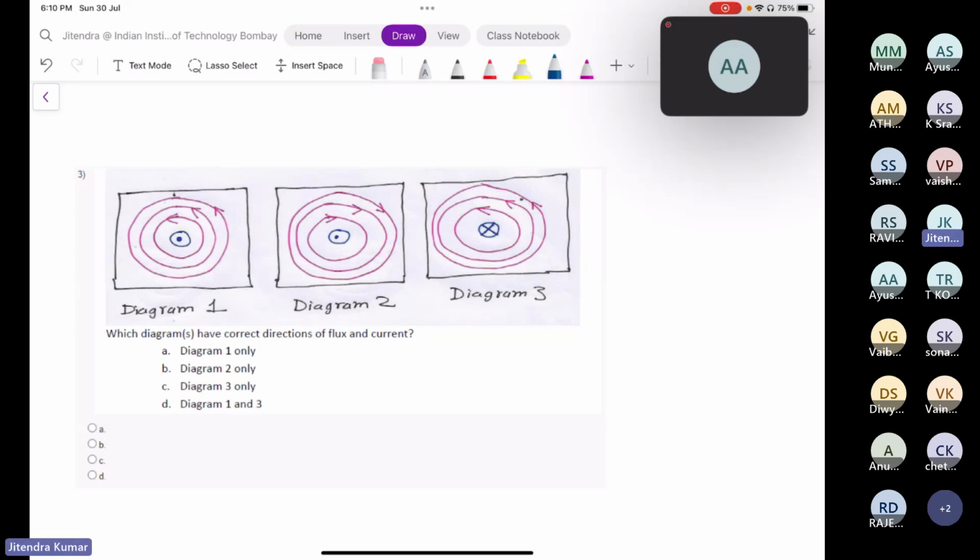Yeah, that is correct. If you keep your thumb in the direction of current, which is upward, and curl your fingers, you will see that the flux will be anti-clockwise. Diagram 2 is just the opposite of diagram 1, so it is wrong. In diagram 3, you have to place your thumb downward, and the flux will move clockwise, but here it is denoted anti-clockwise, so it is wrong. So Samir, option A is correct.